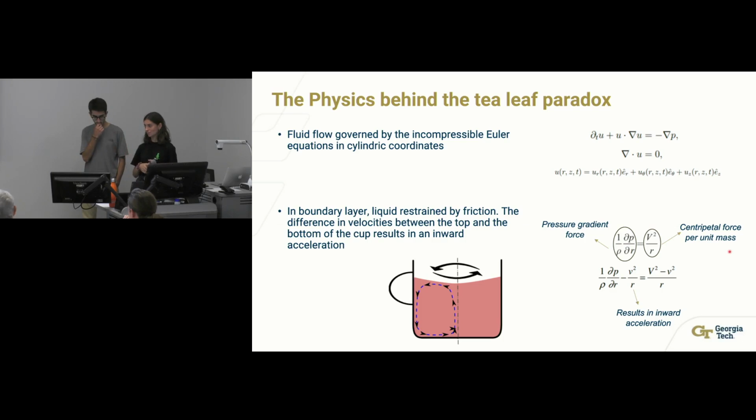What is happening in the cup? The tea leaves are buoyant, so they're going to go out, but because the velocity is lower at the bottom, it modifies the pressure gradient, and so it creates an inward acceleration, and that's why they are coming back to the center. Okay.